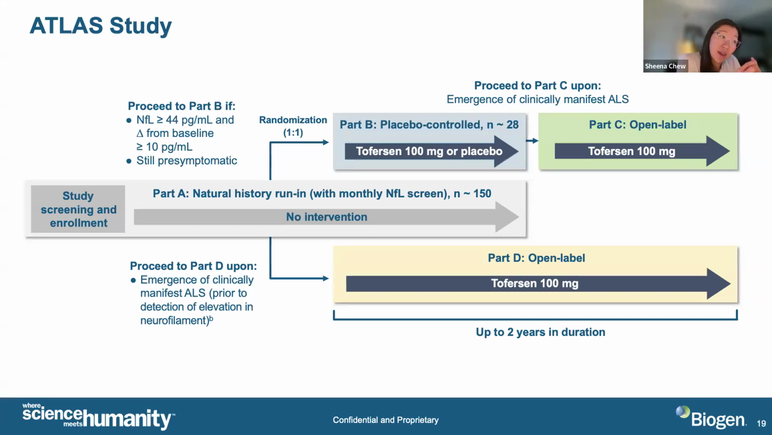So we're screening gene carriers and then watching their neurofilament over time. And if their neurofilament increases above a threshold that was modeled based off of the PreFALS data, then they would be randomized to either treatment with tofersen 100 milligrams or a placebo. And then the primary outcome is whether or not people develop clinically manifest ALS. So this is a new type of trial that we're really excited to conduct.